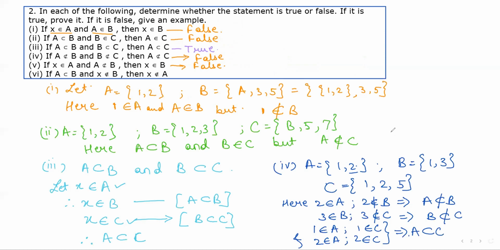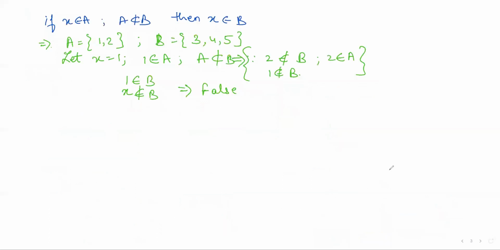Next. A is a subset of B and X does not belong to B. Then, X does not belong to A. Let's consider a scenario where A is a subset of B. A is equal to 1, 2 and B is equal to 1, 2, 3.